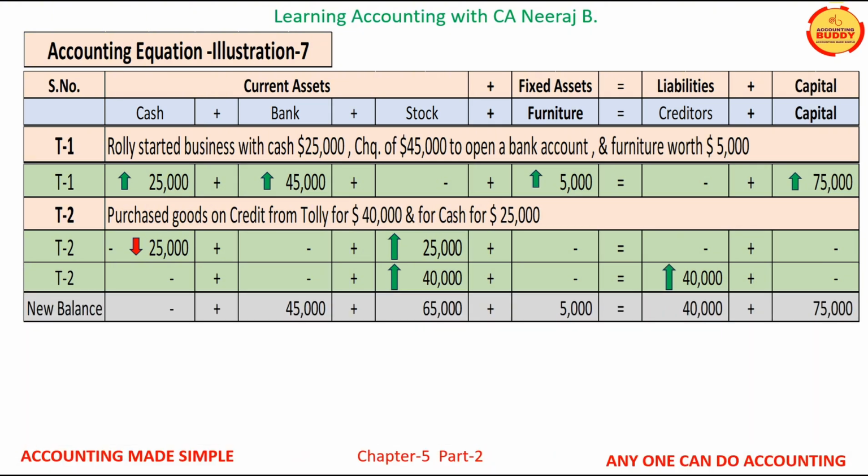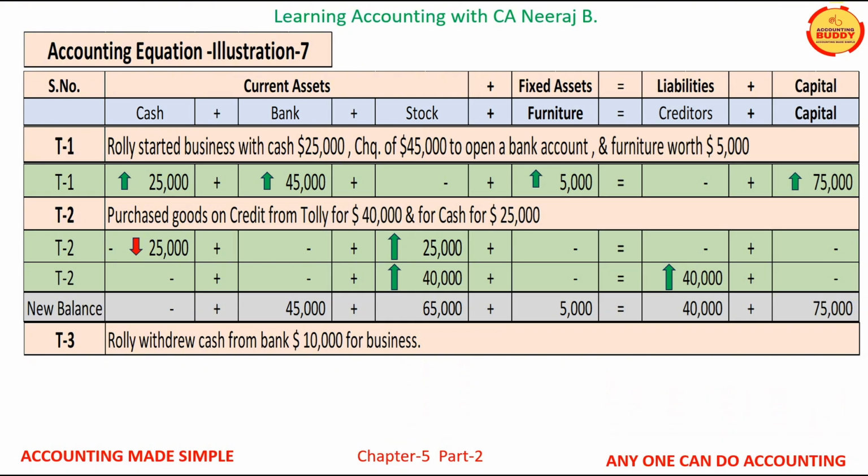Post T2 transaction, the new accounting equation will have $45,000 of bank balance, $65,000 of stock and $5,000 of furniture, totaling to an amount of $115,000 of total assets on the left hand side of the accounting equation. And the sum total of the liabilities of $40,000 and a capital of $75,000 is also equal to $115,000. The transaction T3 on your screens is Rolly withdrew $10,000 cash from bank for the business purpose.